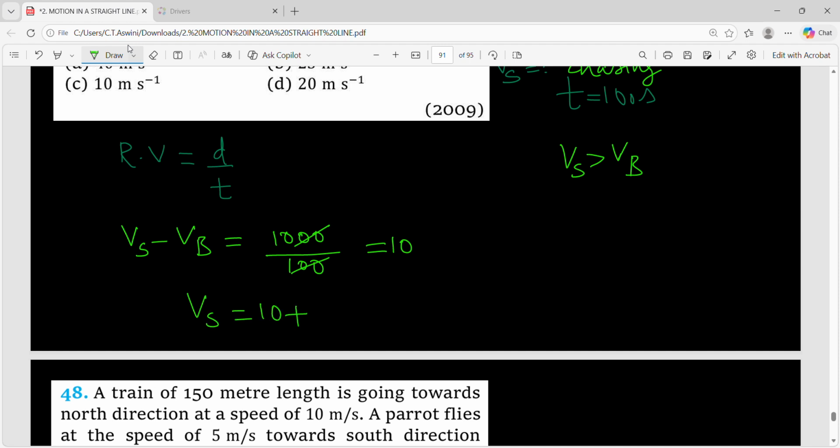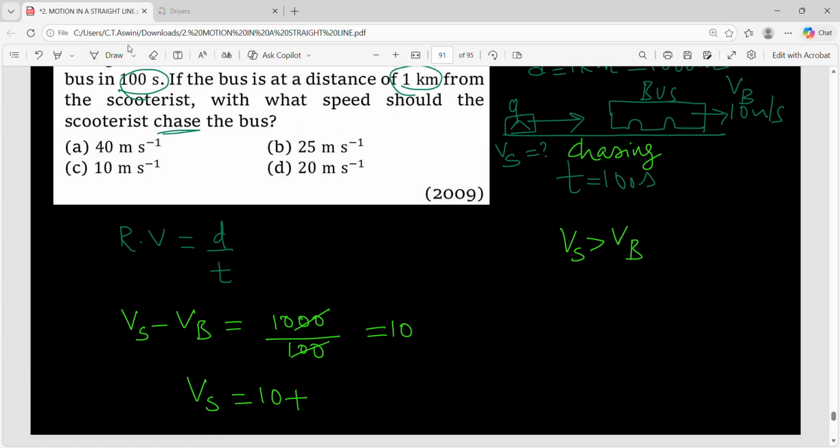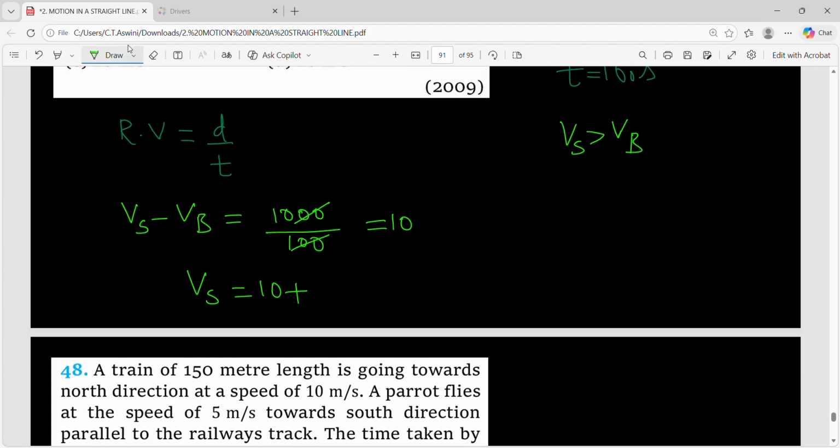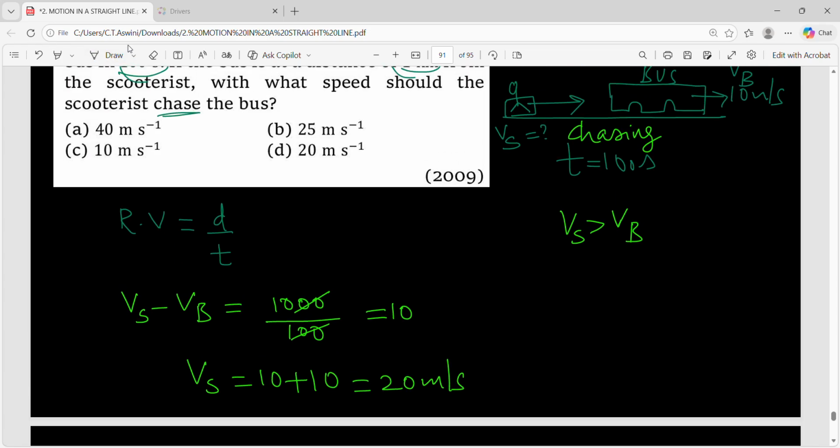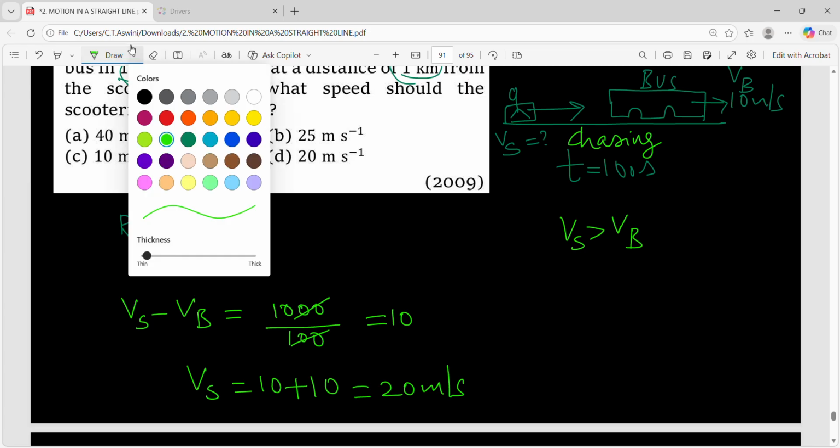Now the scooterist's speed is 10 plus. What is the velocity of the bus? It is also 10. So 10 plus 10, how much will you get? 20 meters per second. So this is the speed of the scooterist.